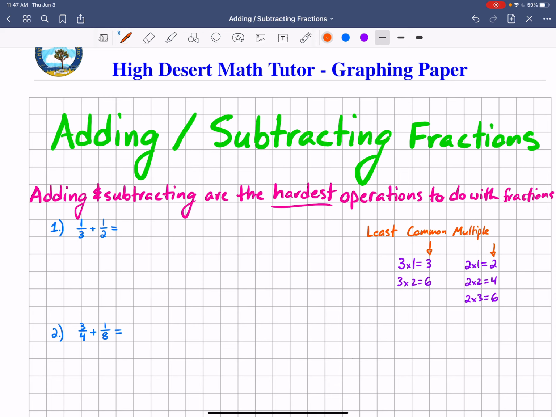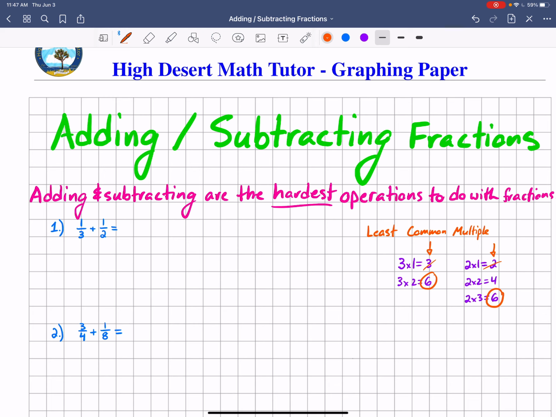If you notice, 2 times 1 is 2, but 3 times 1 is 3. We don't have a common multiple between those two numbers. Well, the next number up, for 3 times 2, we get a 6. And we also have 2 times 3, we also get 6. So 6 is a common multiple of 2 and of 3.